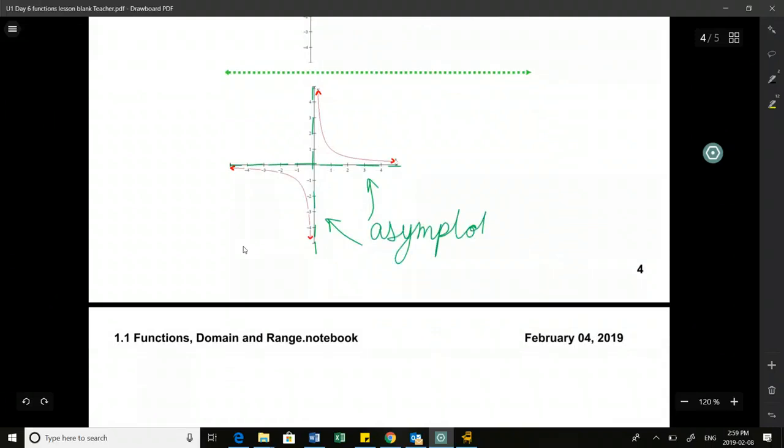Asymptotes, okay? So that's what it is. These are imaginary lines that our graph kind of naturally avoids. Okay, it's right here.